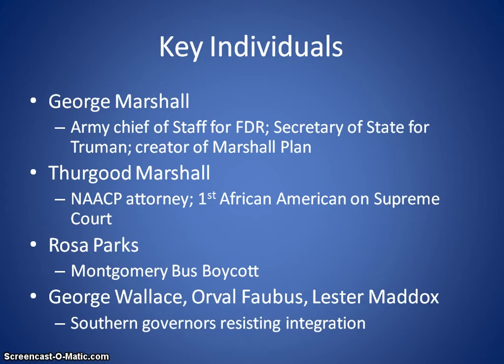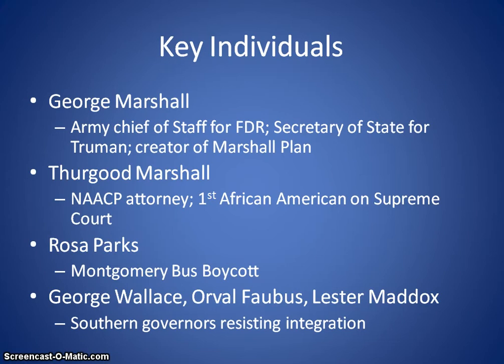And a couple of key individuals: George Marshall, Army Chief of Staff for FDR, Secretary of State for Truman, creator of the Marshall Plan. Thurgood Marshall was the NAACP attorney, the first African American on the Supreme Court. Rosa Parks refused to give up her seat on the bus, which leads to the Montgomery bus boycott. And the last 3 people, George Wallace, Orval Faubus, and Lester Maddox, these were your Southern governors resisting integration.